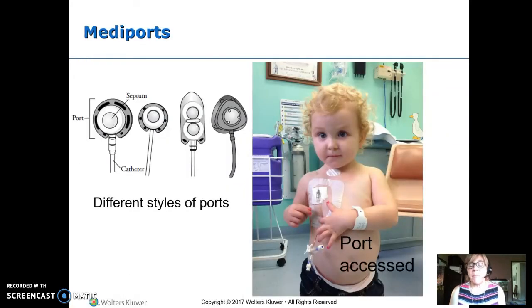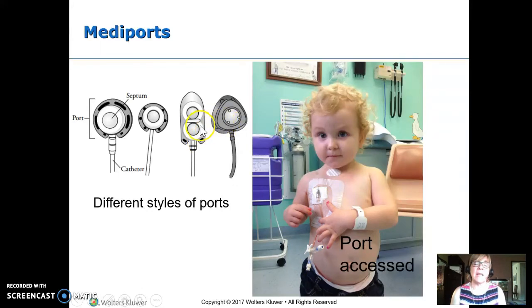So when we give blood products or chemo, these kids who have cancer usually will have some sort of central venous access, and these are some of the metaports that we use. The nice thing with metaports is they're under the skin, so when they're not in use, there's nothing hanging out. This one has been accessed. So the port is under the skin, and then we put a needle into the port. And now this is out where we can use it.